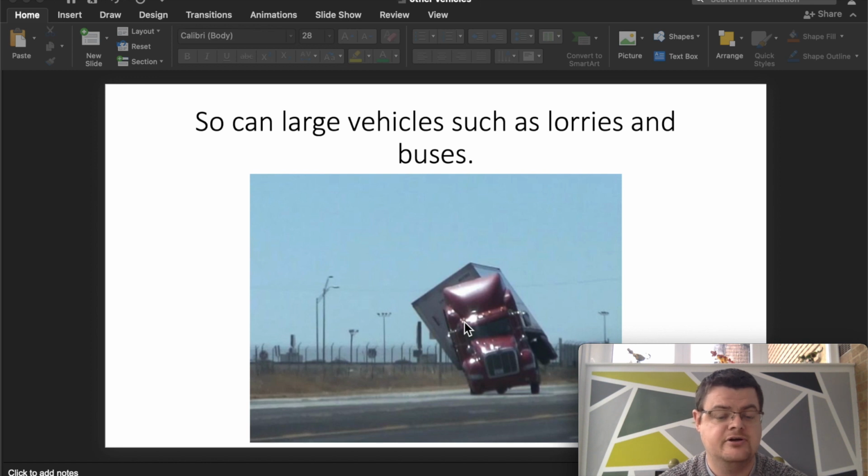Stuff like cars, side winds aren't going to affect too much. They're almost like the perfect medium. They're not too big, not too small. So next question.